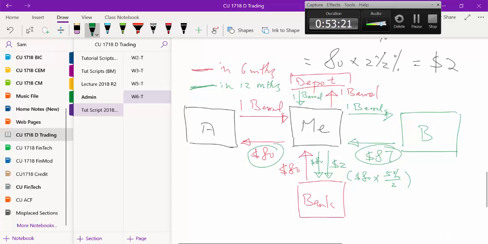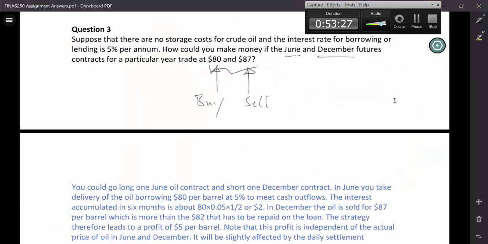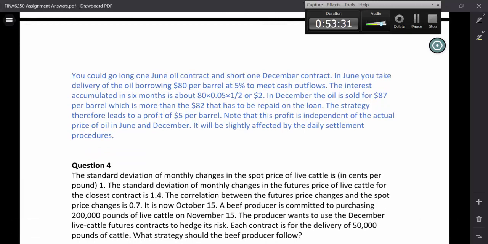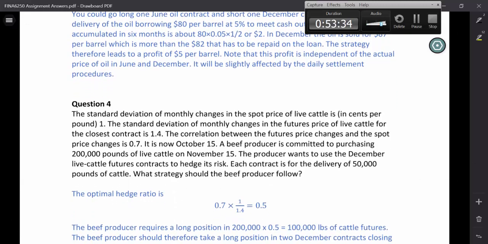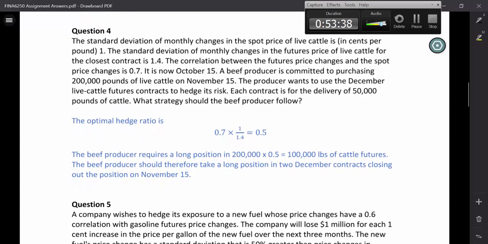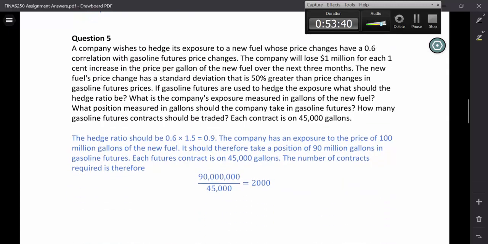And if you are confused, you can either go back and review the video, or you can actually read this text here. It's telling you exactly that. All right. 4, I don't think I need to go through it. It's so simple. It's about hedging ratios. 5 is about hedging ratios, but there's a little twist to it.